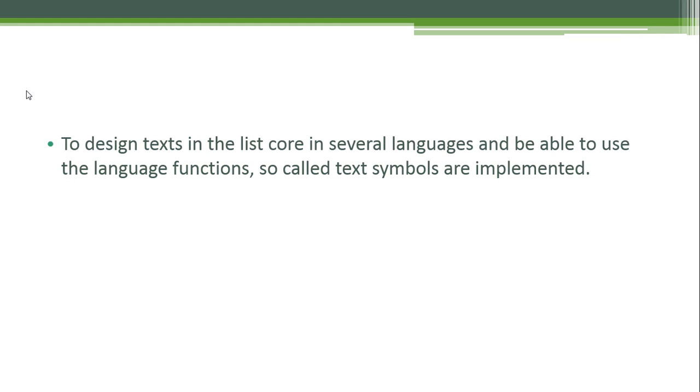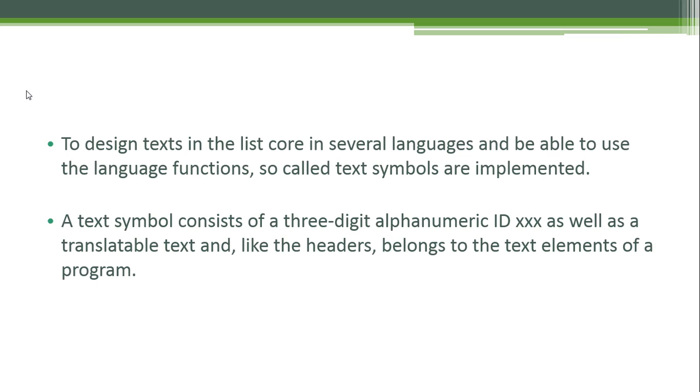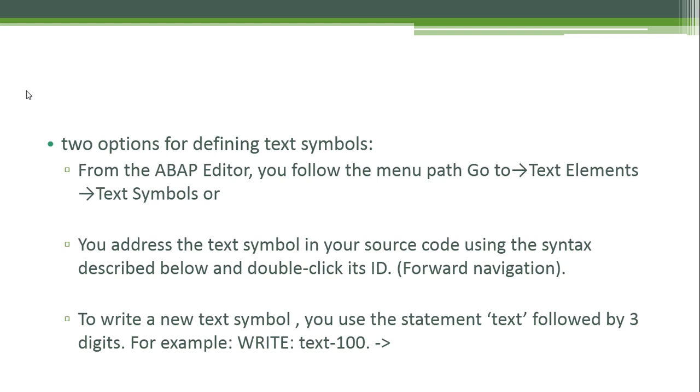To design text in the list in several languages and be able to use the language functions, so-called text symbols are implemented. A text symbol consists of a 3-digit alphanumeric ID, as well as a translatable text and, like the headers, belongs to the text elements of a program. Two options for defining text symbols.